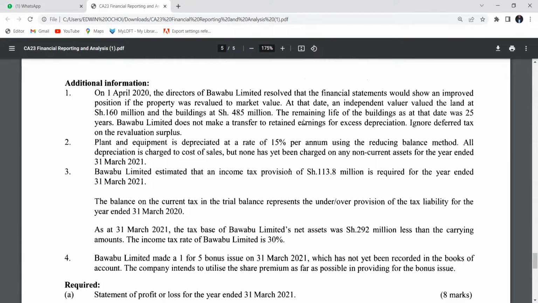Number 2, plant and equipment is depreciated at the rate of 15% per annum using the reducing balance method, and depreciation is charged to cost of sales. So the examiner is becoming more specific. He is telling you that all depreciation is taken to cost of sales, but none has yet been charged on any non-current assets for the year ended 31st March 2021.